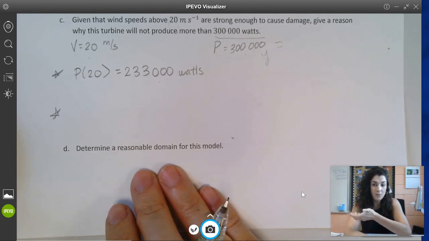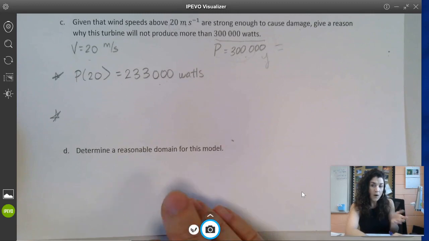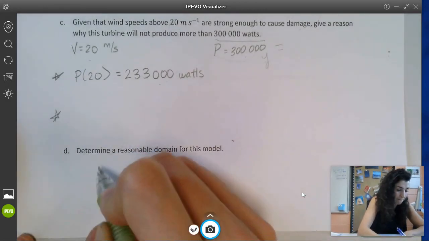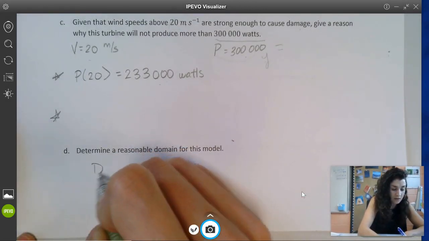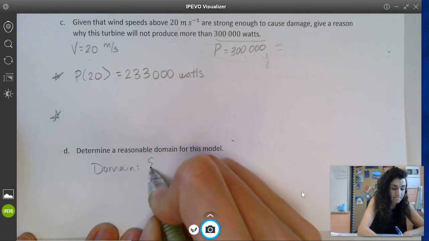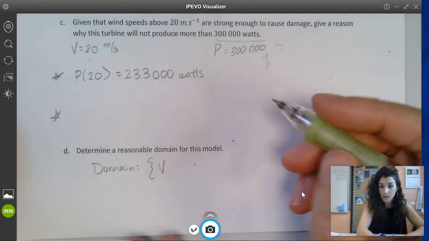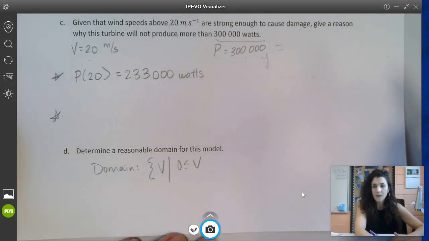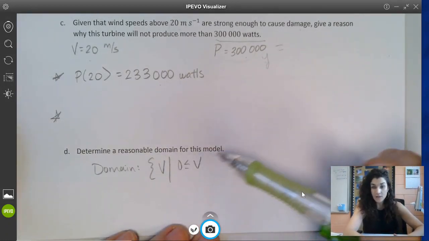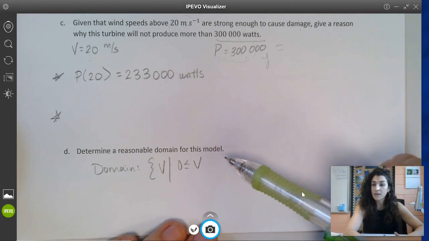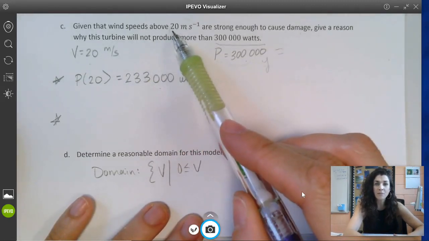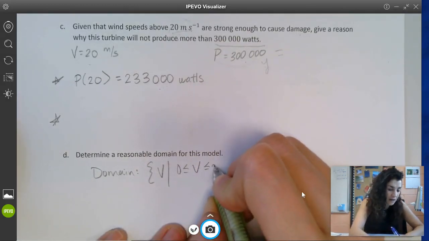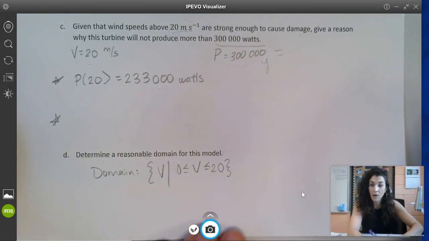So if it says, hey, a reasonable domain, take a look at what we've just been talking about. Well, we can't have a speed less than 0. So we know that that's a solid domain. We've got domain, and it's V, right? Our input is V, so be careful about that, such that V is going to be greater than or equal to 0. Now we also need to be less than something. We're going to have an upper limit on the wind speed that we can have. And we just talked about the fact that we need to be no more than 20 meters per second. And that is the other end of your domain, is that wind speed must be below or at 20.